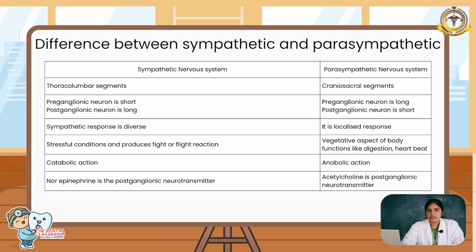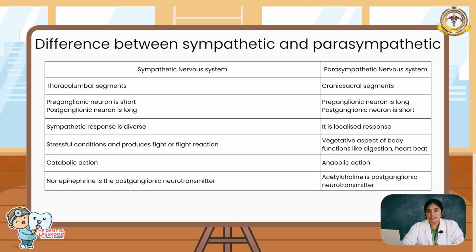Now we will see what are the major differences between the sympathetic and parasympathetic nervous system. Sympathetic nervous system originates from the thoracolumbar segments. Parasympathetic nervous system originates from the craniosacral segments. Sympathetic nervous system has shorter preganglionic fibers and longer postganglionic fibers. But in the parasympathetic system, it is the other way. The preganglionic fibers are very long and the postganglionic are very short.